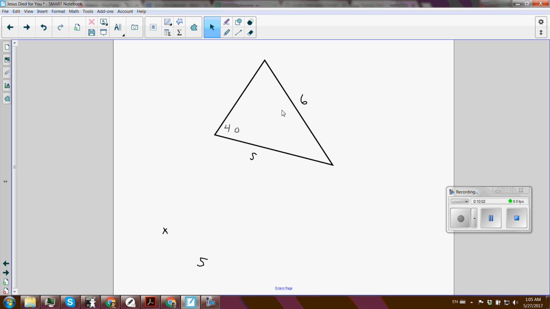If the angle's over here, we've got a complete ratio in the law of sines, so we can use the law of sines. Or if the angle is here, we have a complete ratio in the law of sines, so we could use the law of sines.